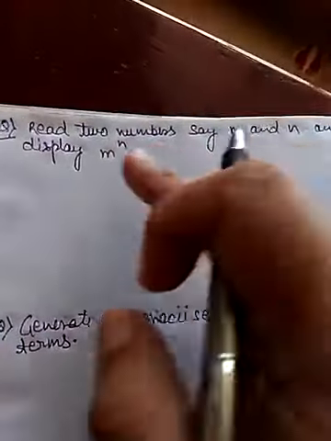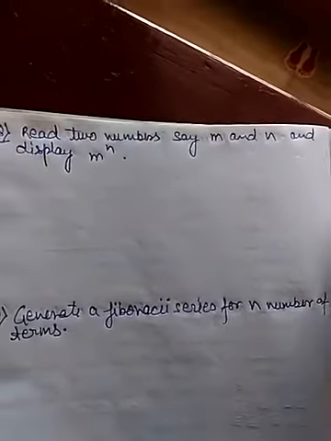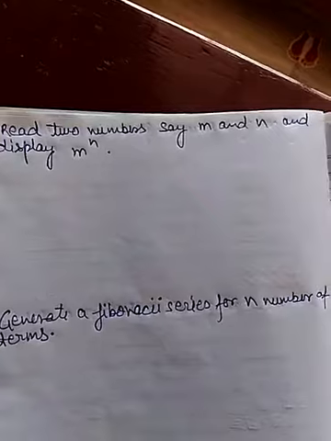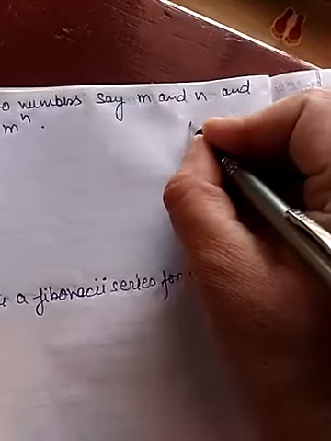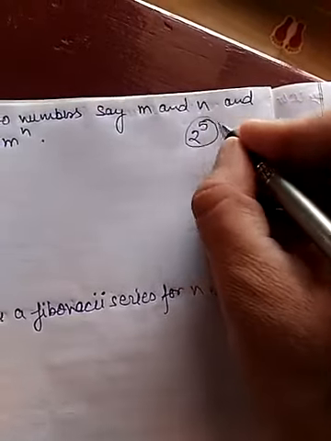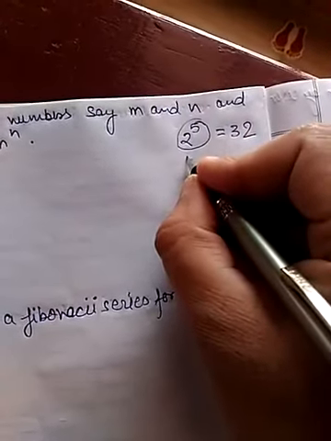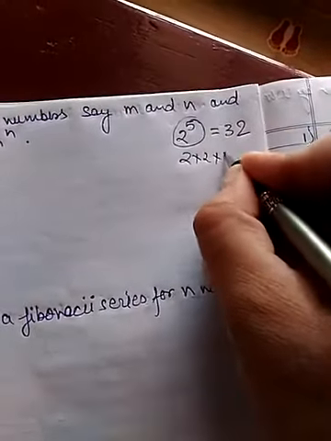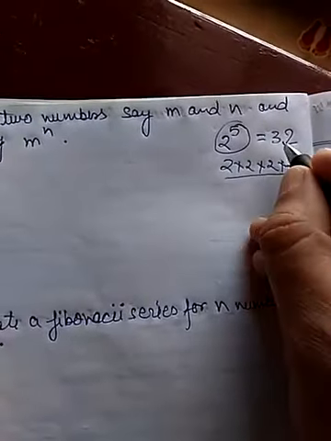Now let us do another important question: read two numbers, say m and n, and display m to the power n. Suppose the user gives m as 2 and n as 5. So I need to display 2 to the power 5, which is 32. How does it come? You have to multiply 2 five times: 2 into 2 into 2 into 2 into 2. After multiplying this 5 times you will get 32.